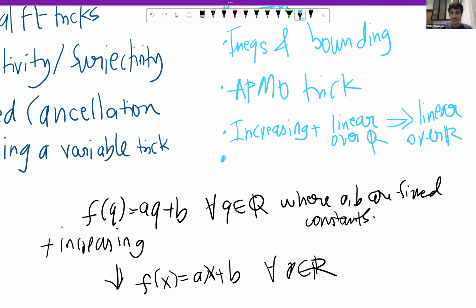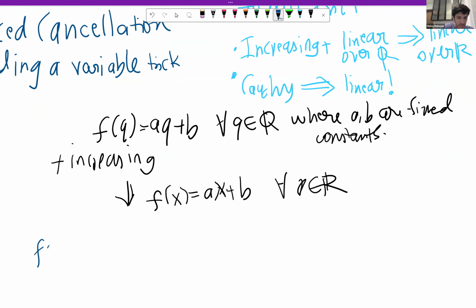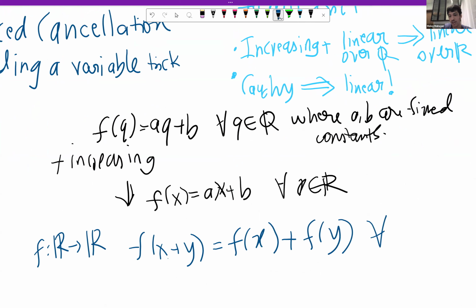And the last is Cauchy. This is special to R plus. Cauchy implies linear. As you might know, Cauchy just means a function that satisfies f(x plus y) equals f(x) plus f(y), say if it's from R to R for now, for all x, y. And the question is, are the only solutions linear? And the answer is unfortunately no. There are some really, really bad solutions, and it's very hard to deal with them.